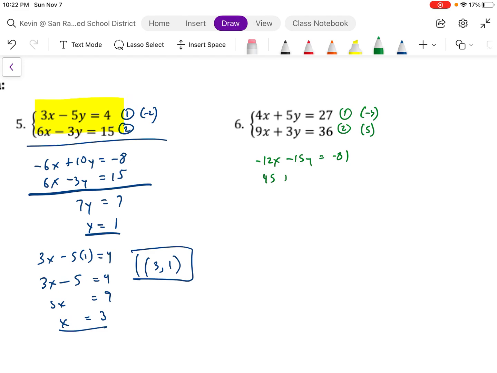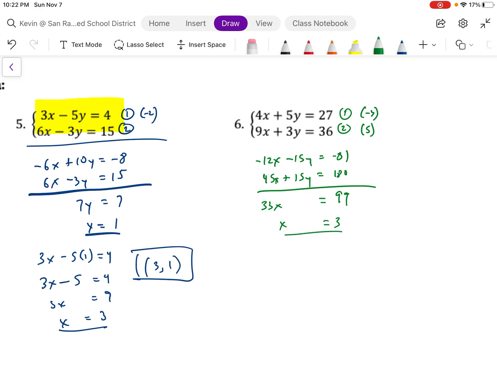5 times 5, 45, plus 15y equals 180. So I multiplied the top one by negative 3, the second equation by 5. That way I got this 15y. So again, adding them together. Oops, forgot my x there. This is 33x. The y's cancel out, giving me 99 here. So x equals 3.